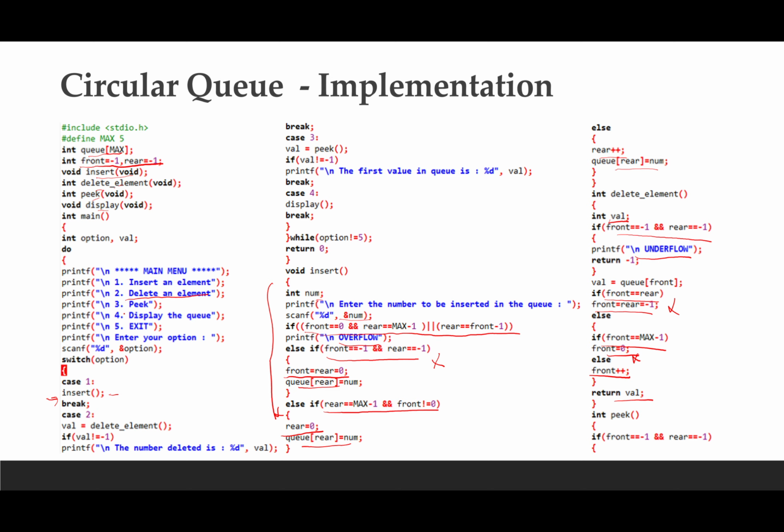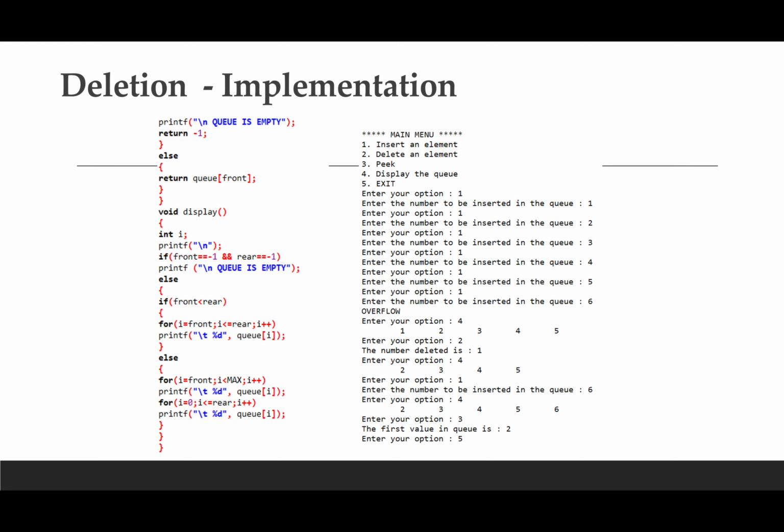Our next case is 3, it is peek. So this is the definition for the peek function. First we check the condition if front is equal to minus 1 and rear is equal to minus 1. If it is minus 1, it will print the message empty and return minus 1. Else it will go to the else part and return the front position value.